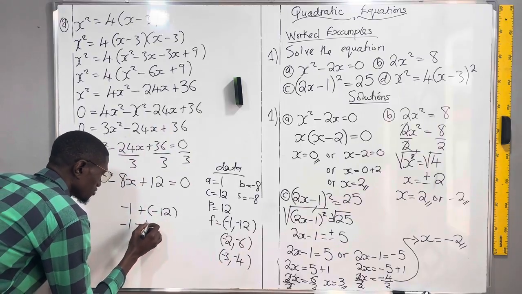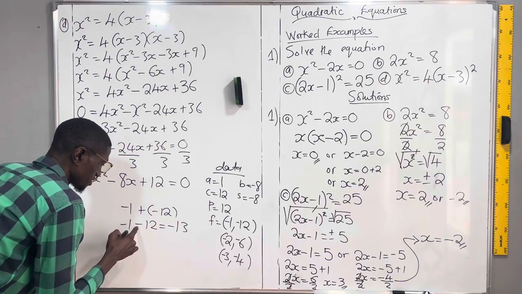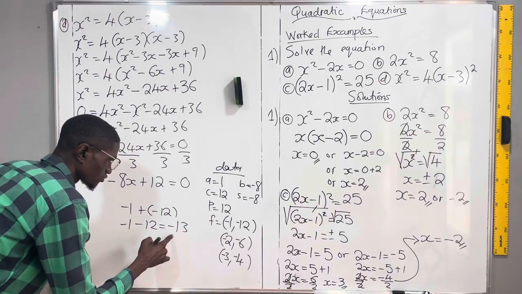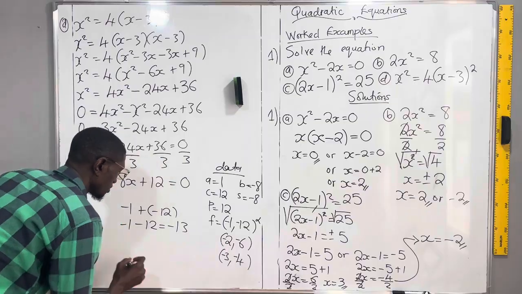Negative 1 minus 12 is equal to negative 13. Positive times negative is negative. When the signs are the same, keep the same sign, you add, you get that one. So this bracket has not given us negative 8. We go to the next one.